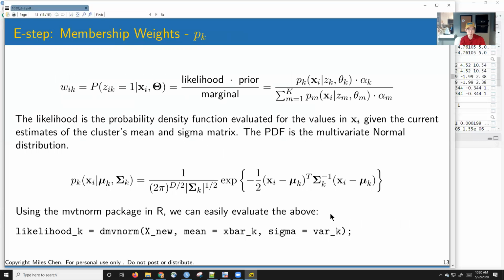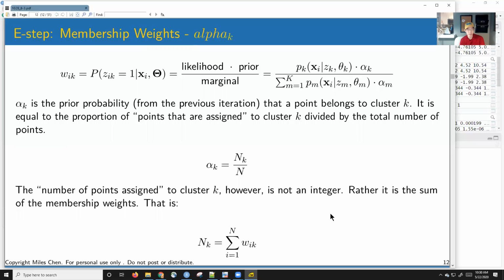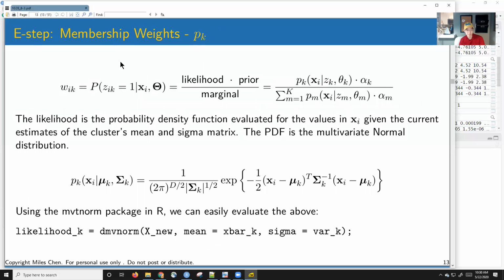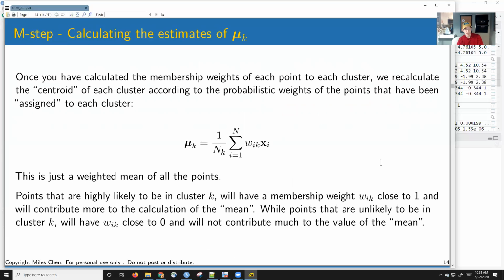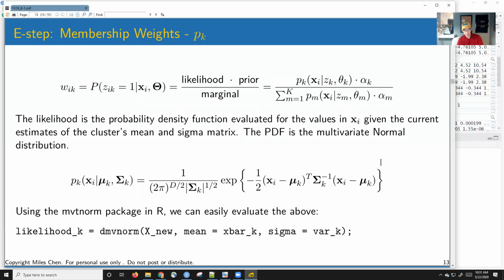All right, so that's how we would get the w's. So we have a way to calculate the numerators. I didn't bother talking about the denominator. The denominator is you calculate the numerator for cluster 1, cluster 2, cluster 3. You calculate the numerators across all the clusters, and then you sum them up, right? Okay, and now for the M step, so that's the E step. You find these weights here.